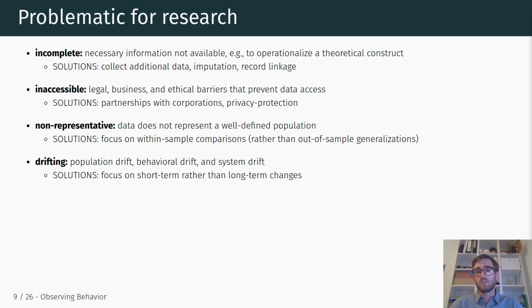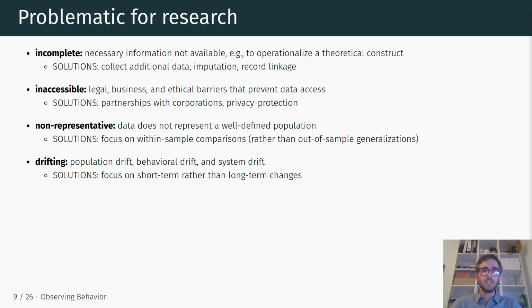Behavioral drift describes if people change how they use a certain platform. And there are examples of this on Twitter, where people changed how they used certain hashtags in the context of protests. And if they do that, and we're using the hashtags to estimate protest behavior or engagement with the protest, then obviously that can bias our estimates as well.